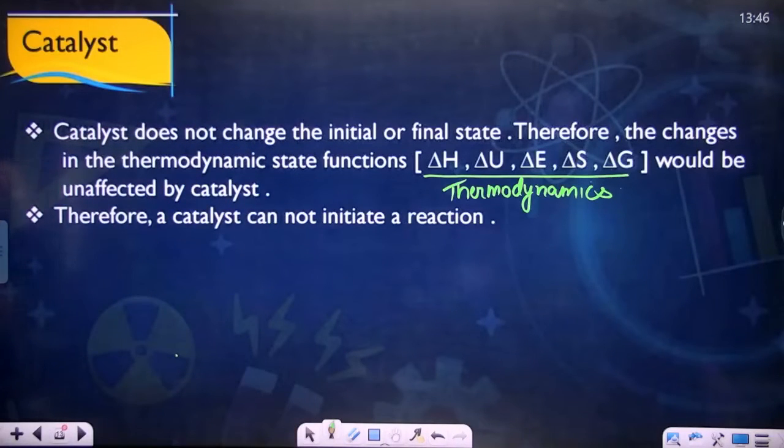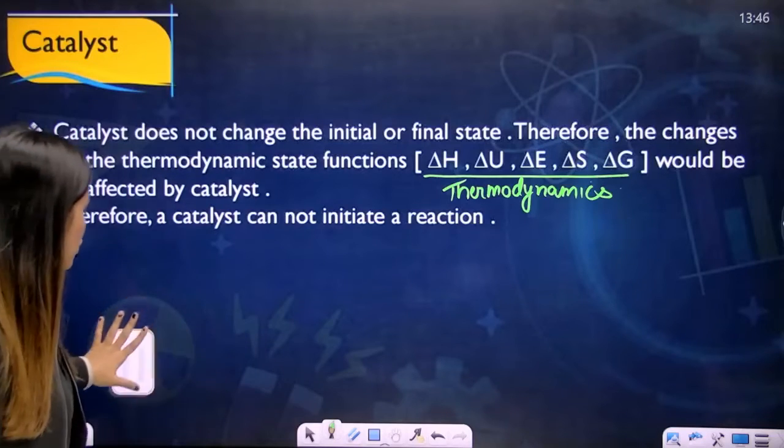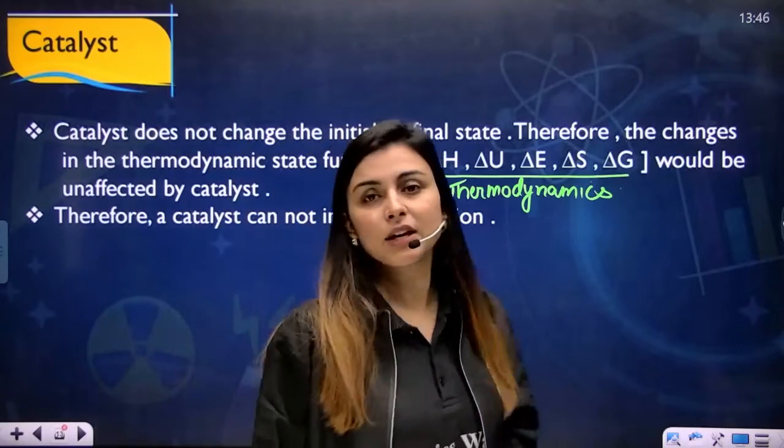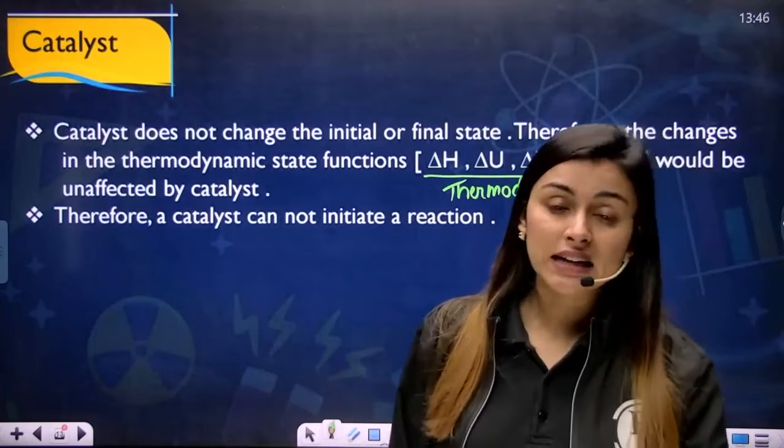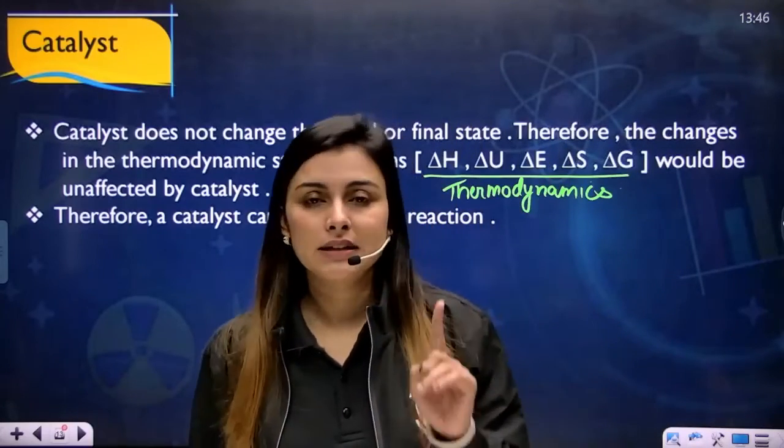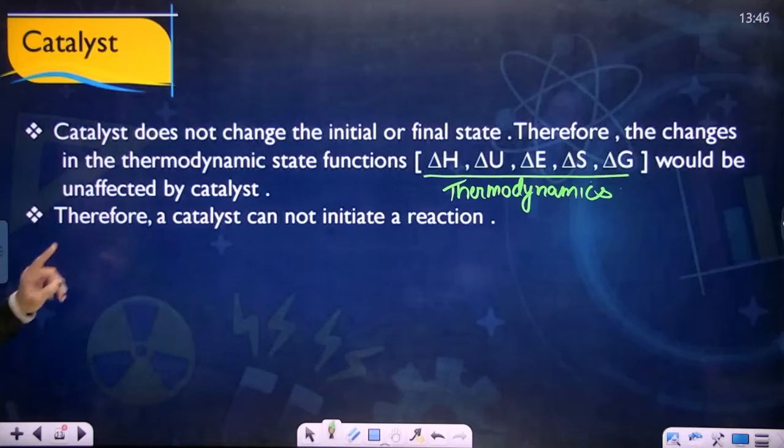So a catalyst can never initiate a reaction. If a reaction is not supposed to happen, then a catalyst cannot help it. If a reaction can happen, then it can increase its rate. This is the most important thing. Therefore, a catalyst cannot initiate a reaction.